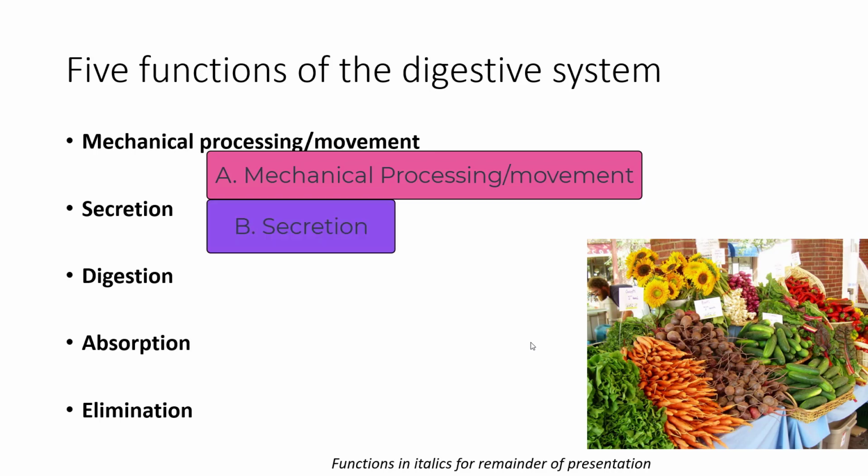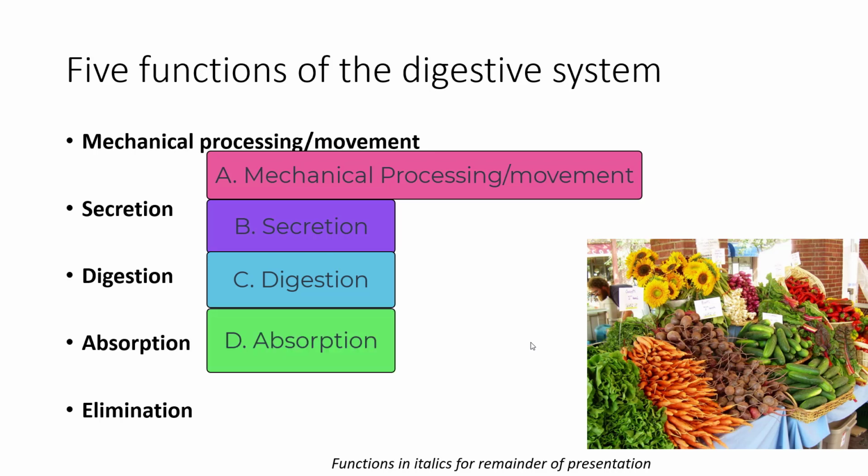Next is secretion. This is what happens when digestive enzymes are going to be secreted into the digestive tract. So secretion is the process of moving digestive enzymes and other things into the digestive tract. Digestion, that is the chemical processing of things. So enzymes tend to digest because they are breaking down molecules.